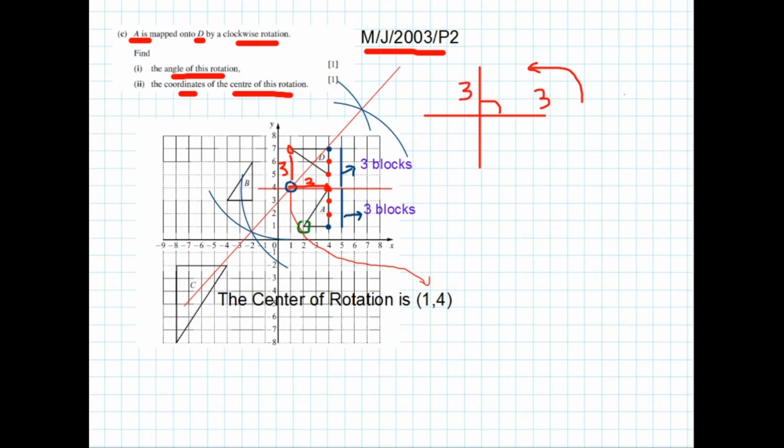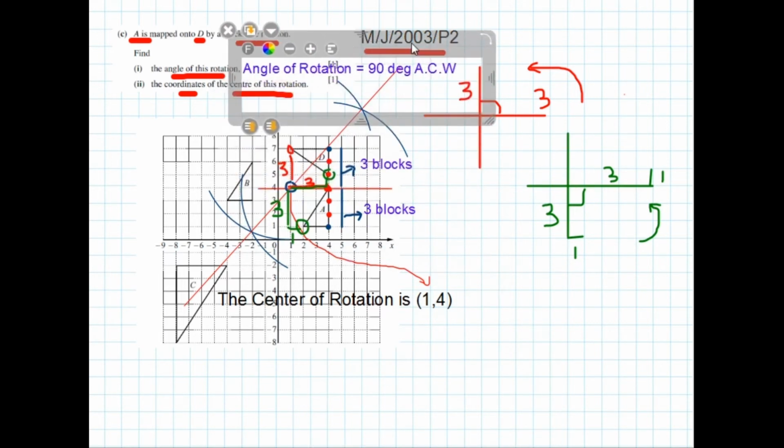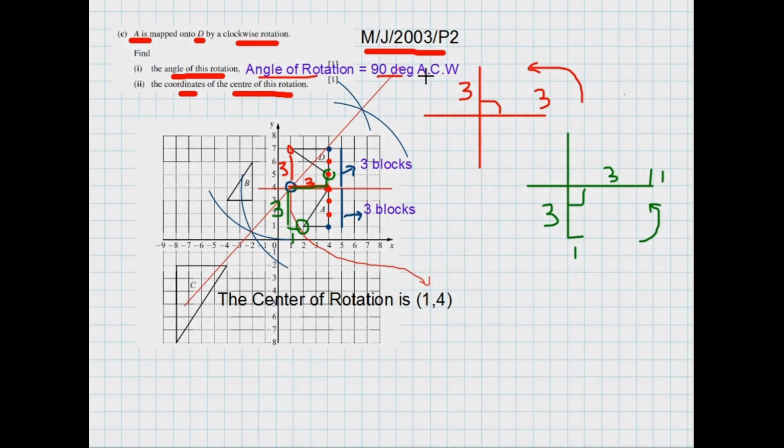The green set of corresponding vertices are shown. From the center, the green vertex of triangle A is 3 blocks down and 1 block right. When it is rotated 90 degrees anti-clockwise, as shown on the plus sign, we get the corresponding vertex 3 blocks right and 1 block up, as shown on the plus sign, as well as in the figure. So the angle of rotation is 90 degrees anti-clockwise.